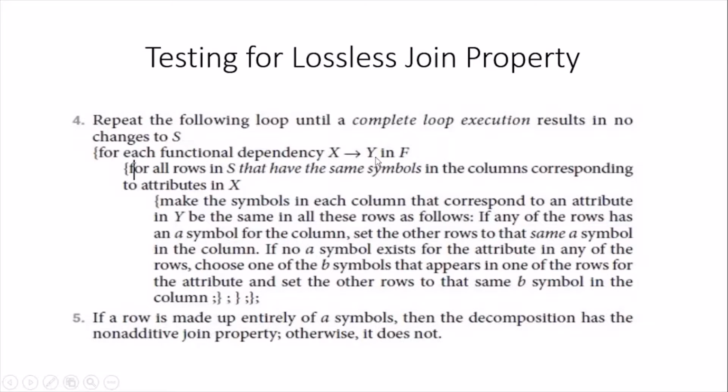Suppose the functional dependency is X to Y. Then for all rows in S that have the same symbols in the columns corresponding to attributes in X, you take the other part, Y's column. So you have X, X has the same value, then check the Y part. If you have an A there, then copy that A to all other rows corresponding to this particular column. Or if no A is there, then choose one.